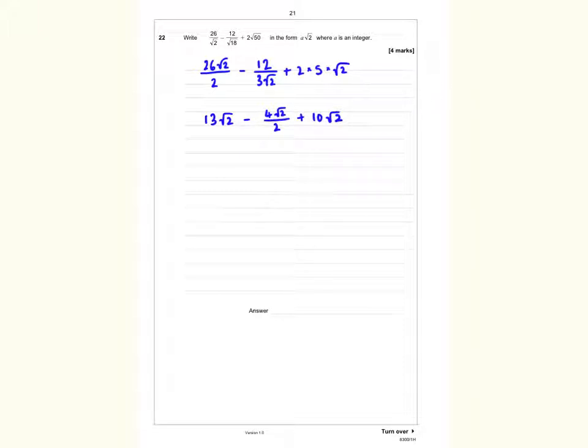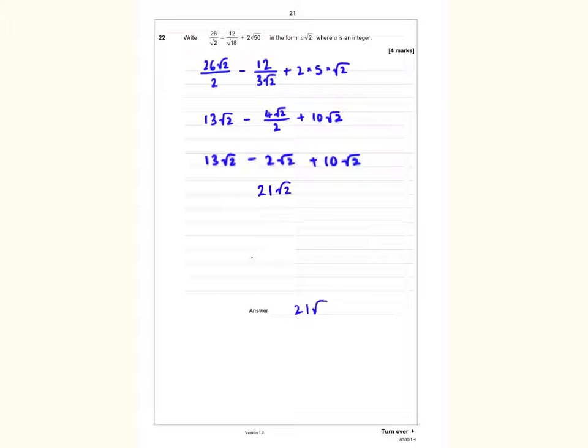Now I can see that the 4 and the 2 simplify, and we're going to have 13 root 2, take away 2 root 2, add 10 root 2. Now I can see that I've got terms with root 2, and I can just simplify them. I can collect the like terms here. This is going to be 13, add 10 is 23, take away 2 is 21, so we're going to have 21 root 2 as our answer.